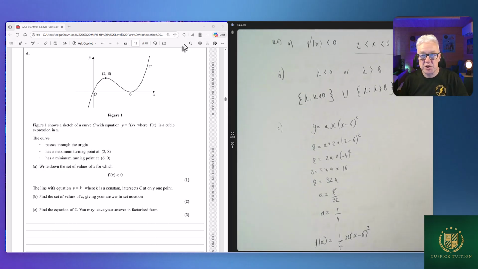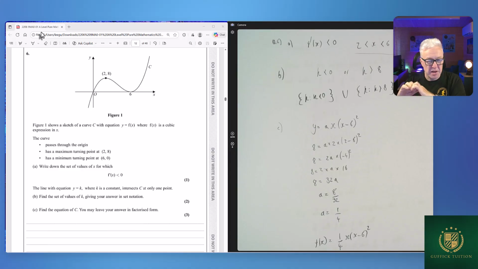Hello everyone, this is question 6 on paper 1 from 2022 Edexcel, and we've got a graphs question. It says figure 1 shows the sketch of a curve C with the equation y equals f of x, where f of x is a cubic expression in x. The curve passes through the origin, it's got a maximum turning point at (2, 8), a minimum turning point at (6, 0).